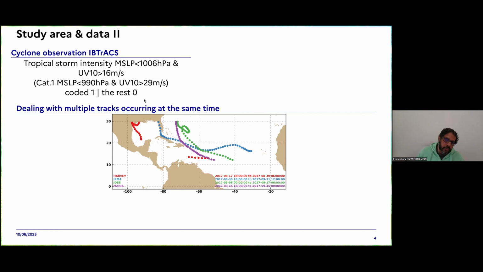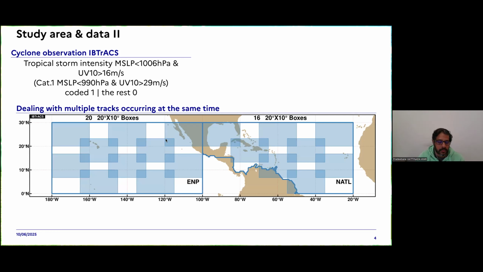I have one problem: potentially I have multiple tracks occurring at the same time, in time and space quite close actually. So in order to detect them separately, I just tiled my areas within 20 by 10 degree boxes. I just show you 1 out of 2, because we don't see anything if I plot them all. But you have to imagine here 20 boxes and here 16 boxes.